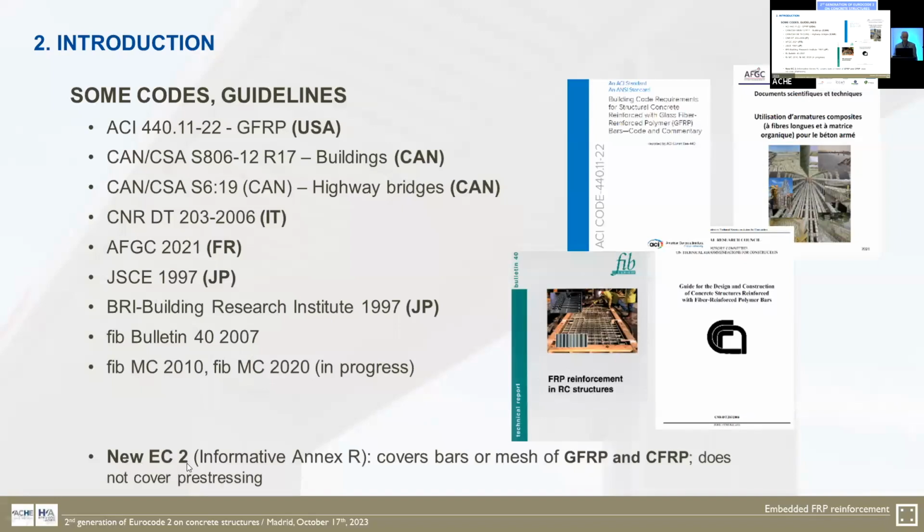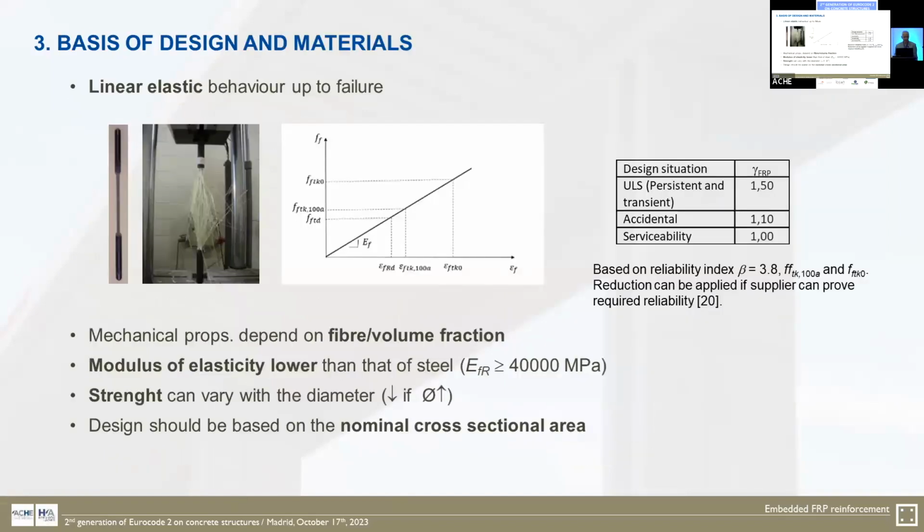And now we will have this in Eurocode 2, in the informative Annex R. This covers bars or mesh of glass and carbon. Specifically, it is said that it doesn't mention the other materials. It does not cover pre-stressing. And I would say after some of the presentations, nothing is said about fire protection, and it cannot be used for seismic design. One of the most important properties to be emphasized is that this behaves linearly up to failure. Okay, this is an important difference from steel.